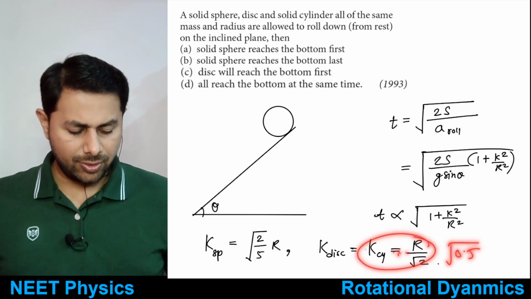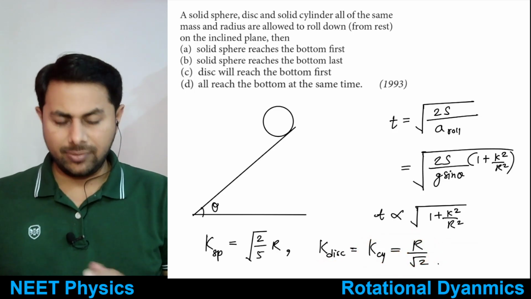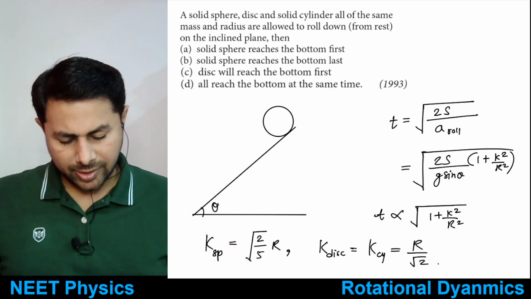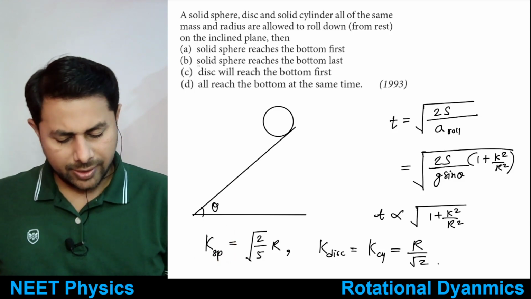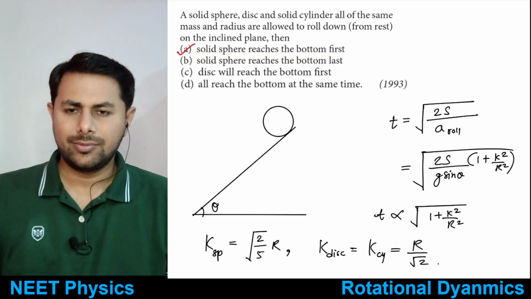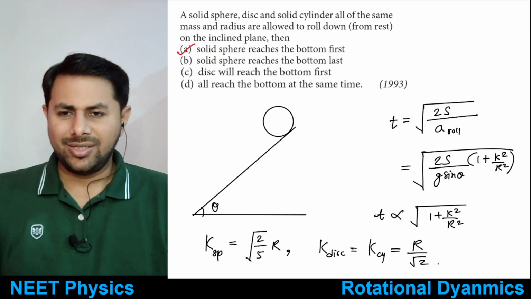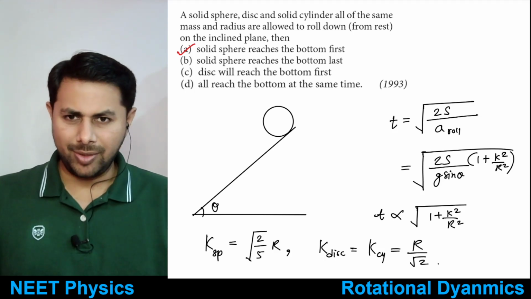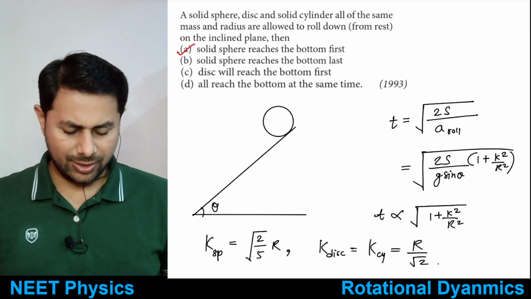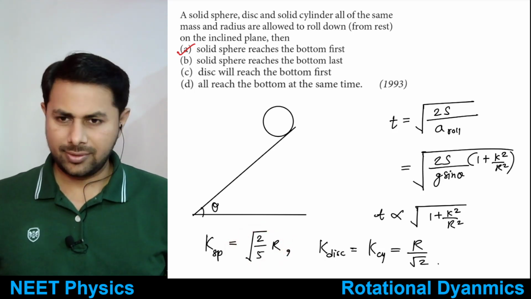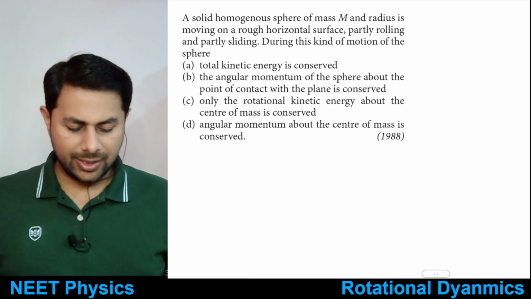Okay, so the disk and cylinder, they will take more time compared to that of sphere. Which will roll down fastest? Solid sphere reaches the bottom first. It is option A, right? Is it clear, everyone? All right, so simple problem if we know the formula, okay, and also if we know the radius of gyration, right? Let's see next one.